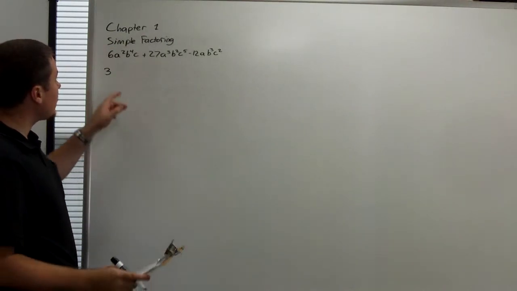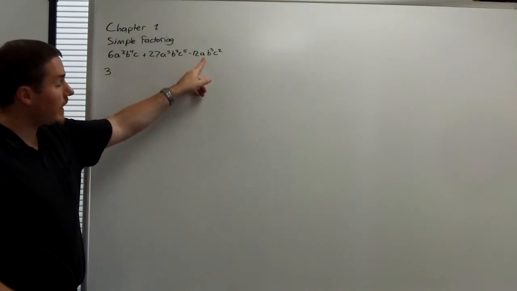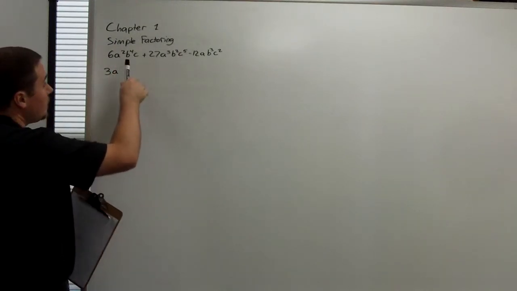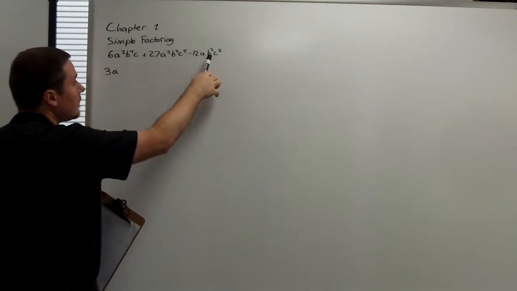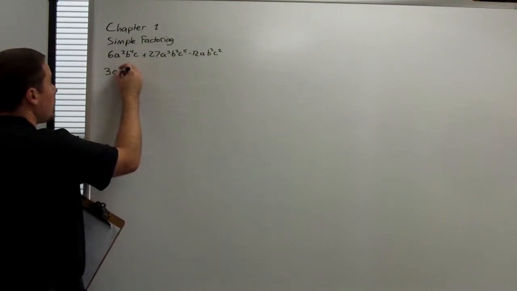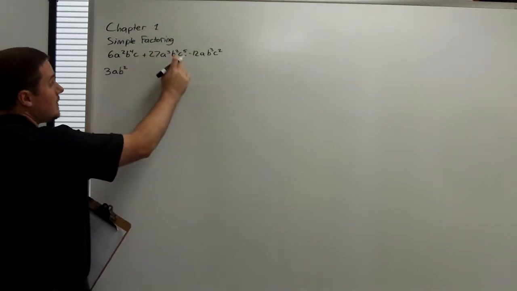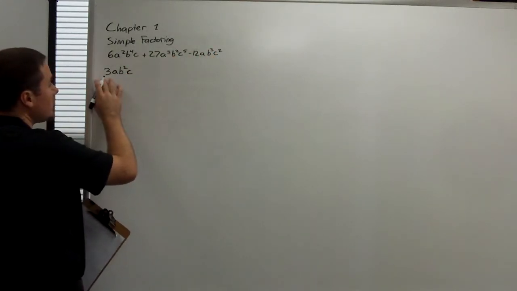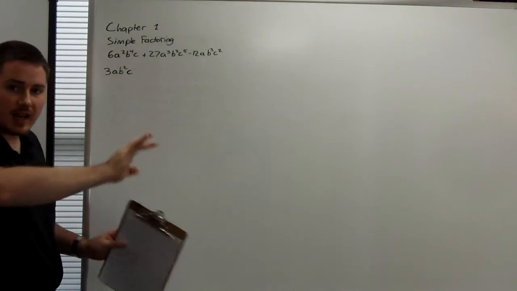What is the least common multiple of a squared, a cubed, and a? Just a simple a. B to the fourth, b to the second, b to the third. We can take out two b's, so it's b squared. C to the fifth and c to the second, we can only take out one c. Now this is our least common multiple for the entire thing.